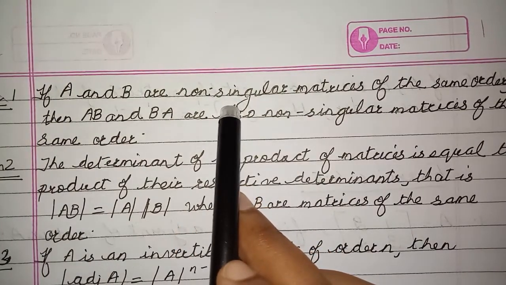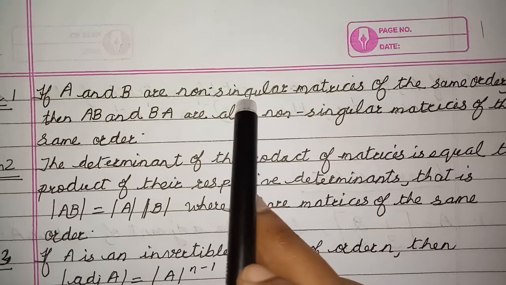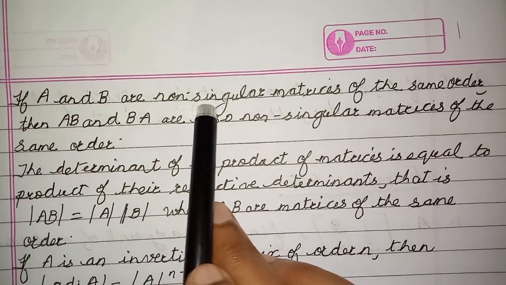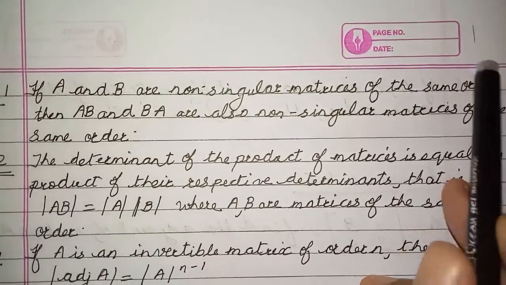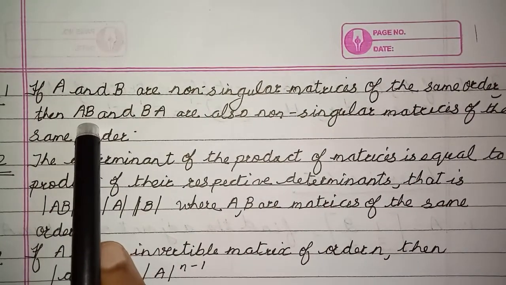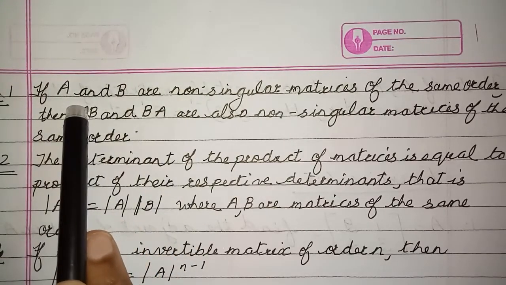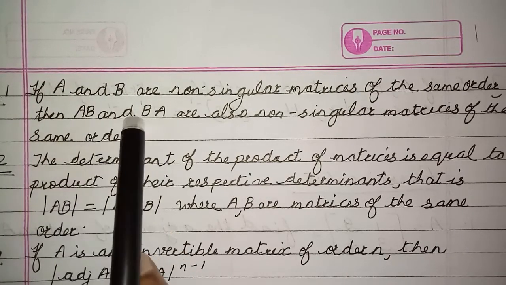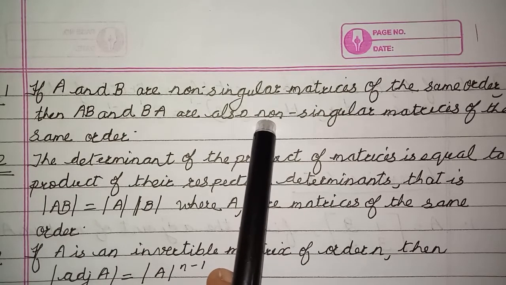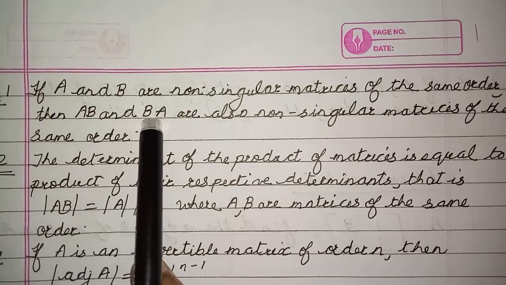A non-singular matrix, in the last class we have seen, means that the determinant of A is not 0. So here they are saying that if A and B are non-singular matrices of the same order. Why did they use the words same order? Only then are the multiplications AB and BA possible. And it is very true, children. If A's determinant is non-zero and B's determinant is non-zero, then the products AB and BA are also going to be non-singular matrices. That means the determinant of AB and the determinant of BA are also not going to be 0.